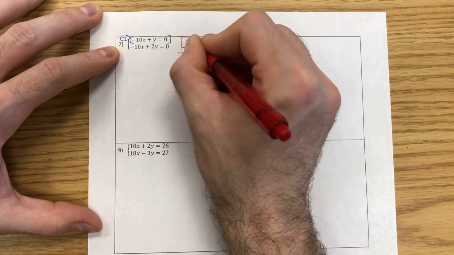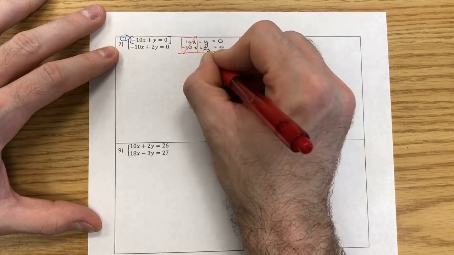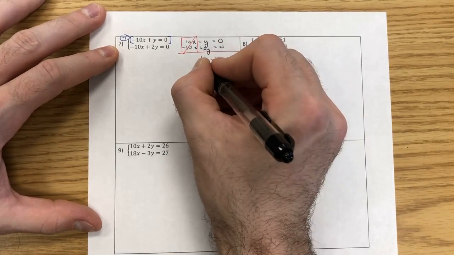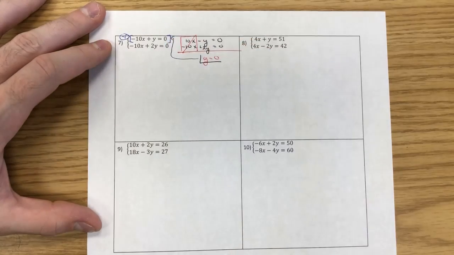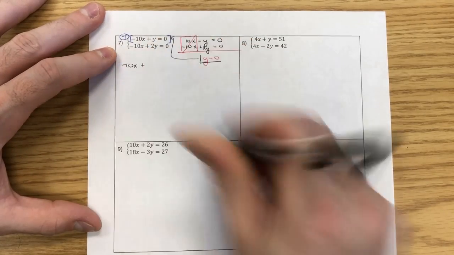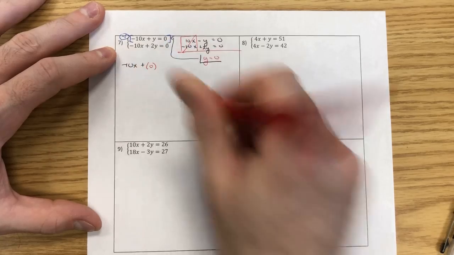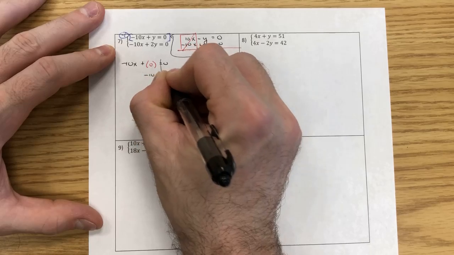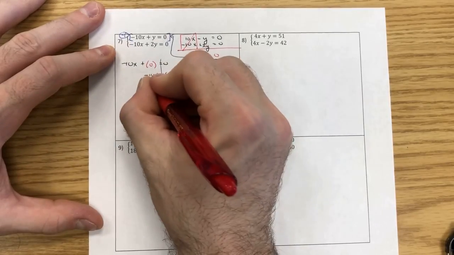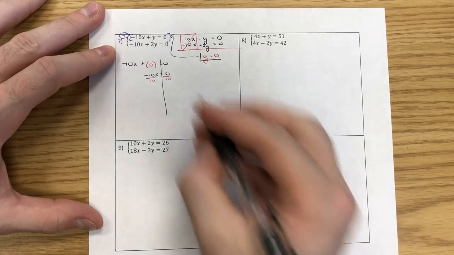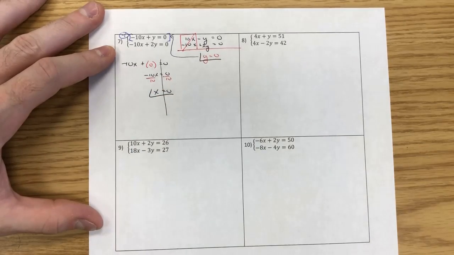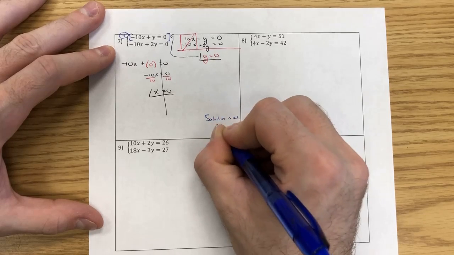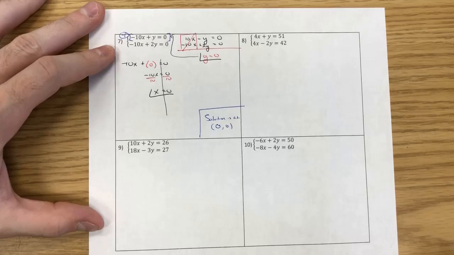So when I combine them, my x's disappear. 2 minus 1 is 1. Hey, I've already got my first answer. And if I plug that into that equation right there, I get 10x plus 0 equals 0. So that's going to be 10x equals 0. If I divide both sides by 10, we get x is still equal to 0. So I have a solution: 0, comma 0. Perfect.